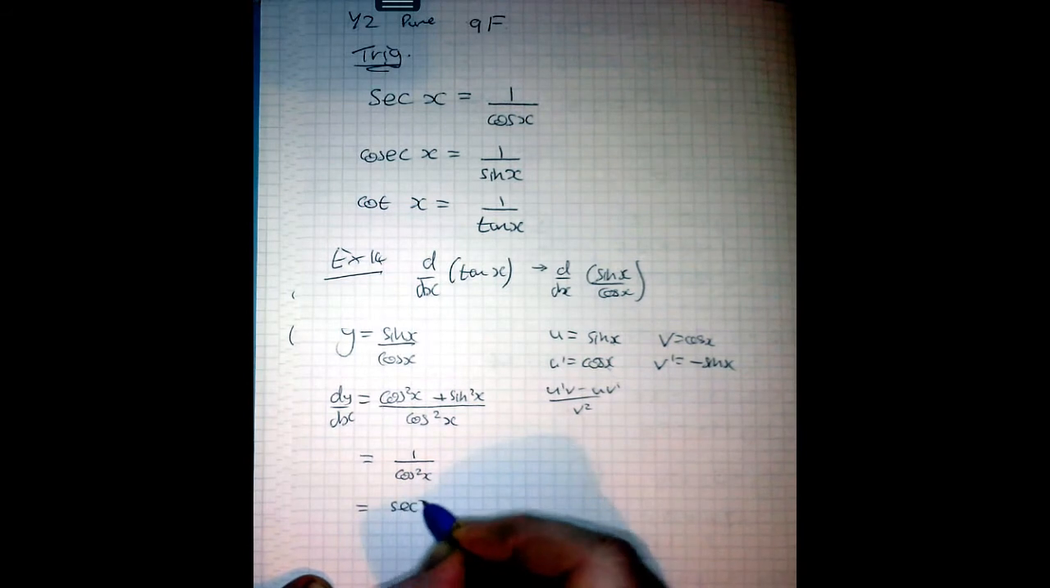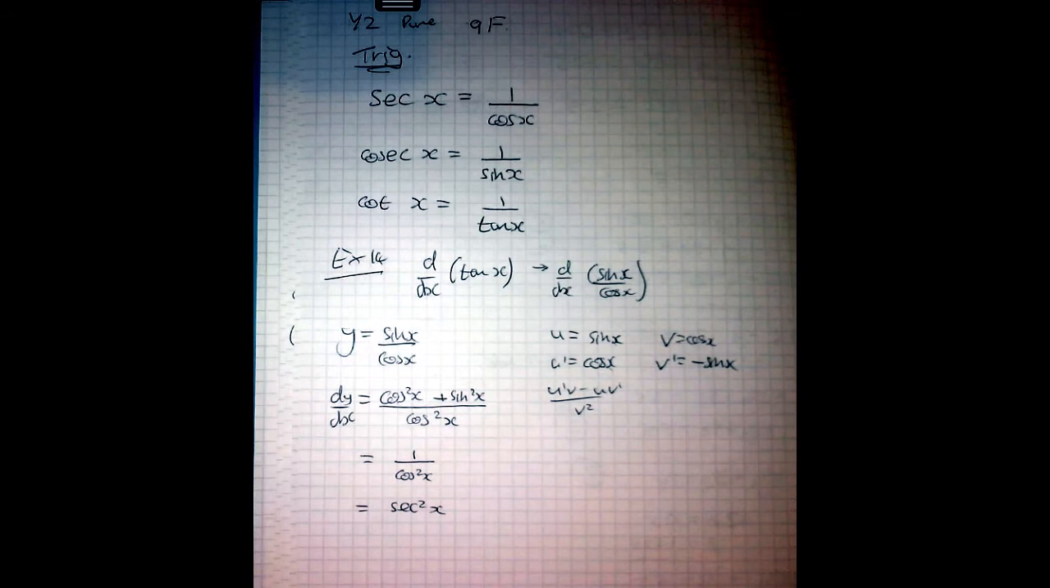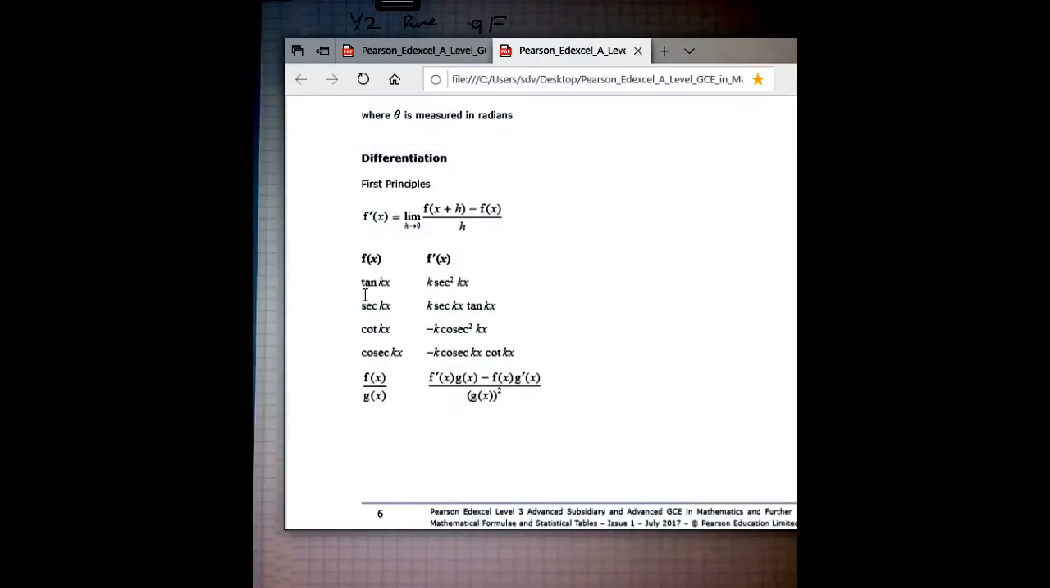It's worth pointing out, again going back to the formula booklet, that they've actually applied the chain rule for each of these. Tan kx is k sec squared kx. So tan differentiates to sec squared.